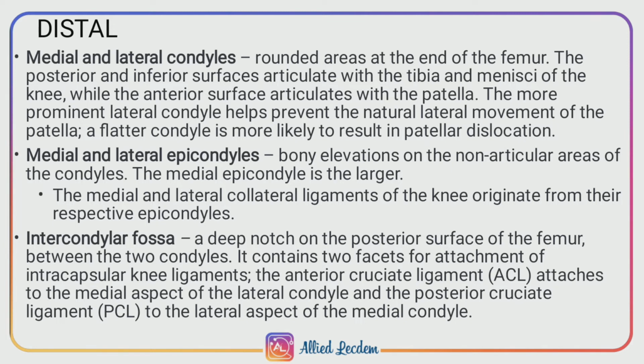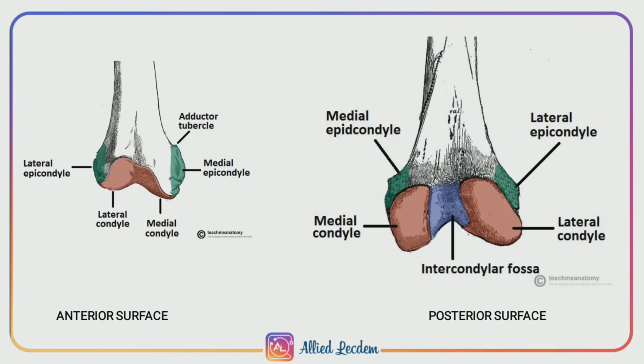capsular knee ligaments. The anterior cruciate ligament attaches to the medial aspect of the lateral condyle, whereas the posterior cruciate ligament attaches to the lateral aspect of the medial condyle. So, in this image, we could see the lateral condyle, medial condyle, where the anterior cruciate ligament and posterior cruciate ligament attach. Also, the adductor tubercle, medial epicondyle and lateral epicondyle in both anterior and posterior surface.